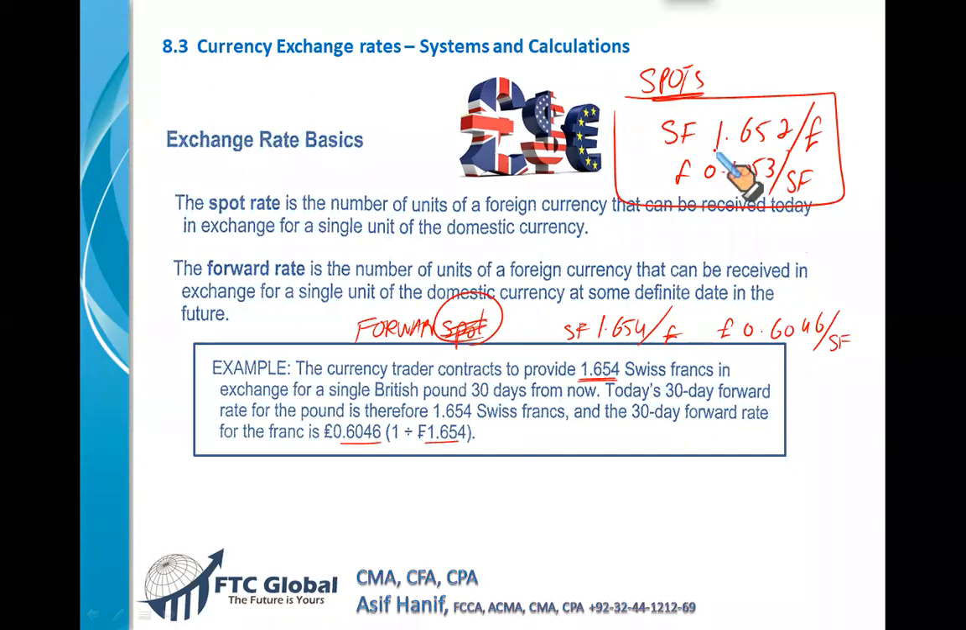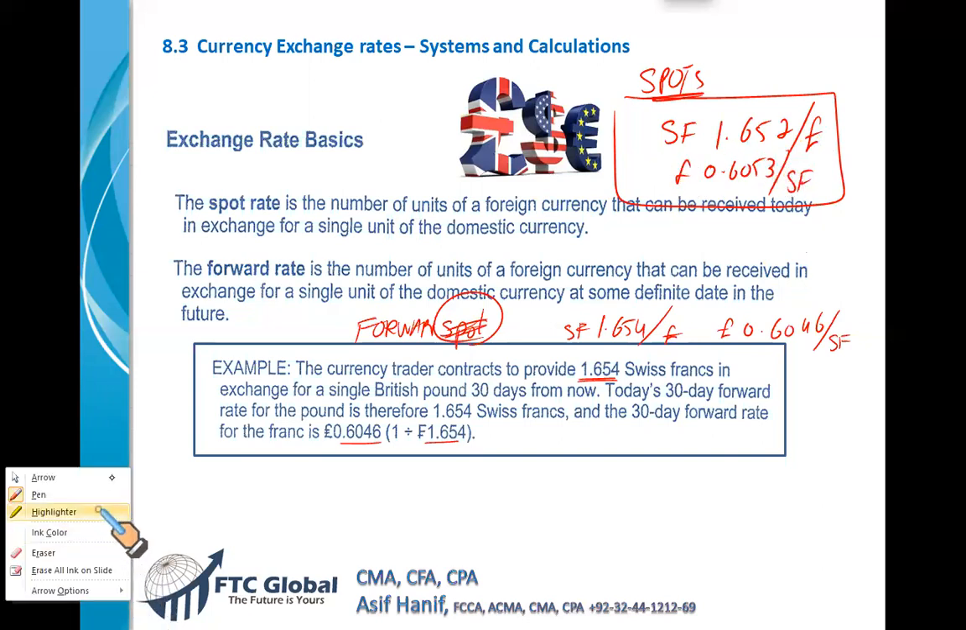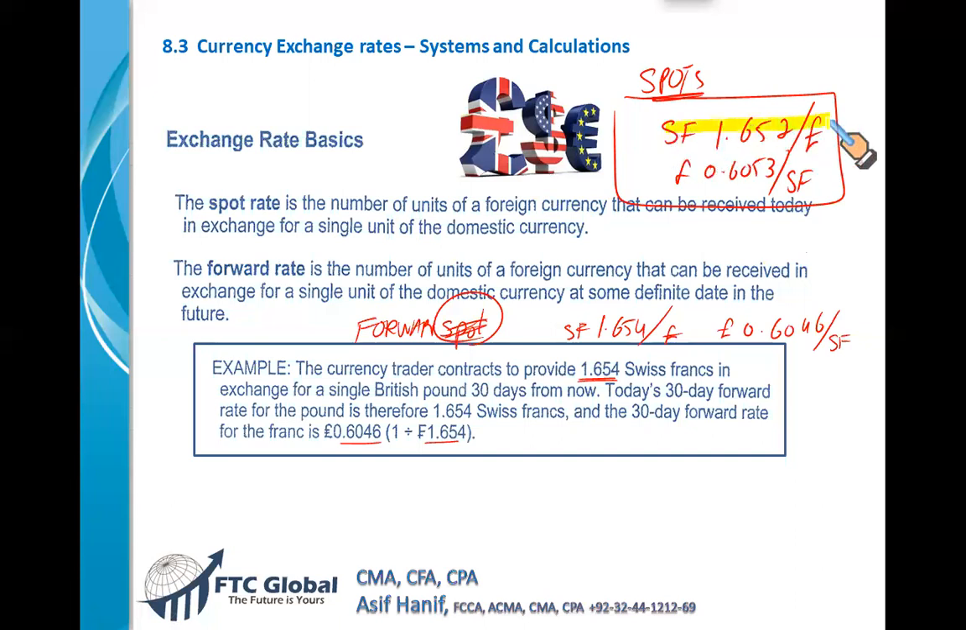Okay, now we can see, just look at the numbers. They will tell you what it is all about. Right now, just take one currency as a reference, Swiss francs. If you give 1 pound, in the future, you get 1.654 Swiss francs in 30 days forward. Right now, 1 pound gets you 1.652 Swiss francs. So let me just highlight and try to interpret these two. This is the rate right now. This is the forward. Right now, 1 pound gets you 1.652, and 30 days forward, 1 pound will get you 1.654.